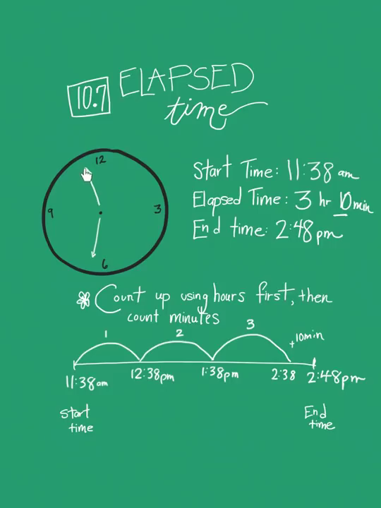So it would be 11:38, 12:38, 1:38, 2:38, and then you would add 10 minutes to that. Well, it'll be all the way to here. So then you would add your 10 minutes, which would be right here. But I think using the clock is a little more difficult. I like to just count up.